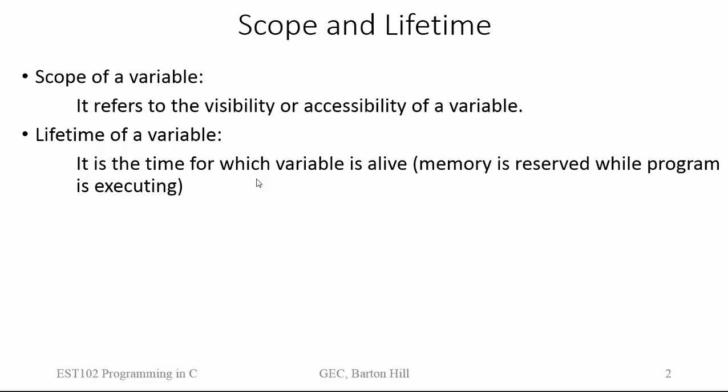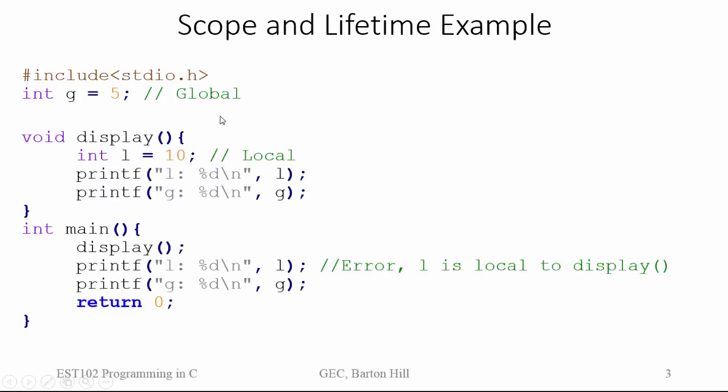Now we'll go through an example to understand scope of a variable. I think in the previous lectures we have seen two scopes, that is local scope and global scope. So here I have declared one variable g equal to 5 outside all blocks and functions. Any variable that is declared outside all blocks and functions is a global variable. And if we declare a variable inside a block, then it will be a local variable.